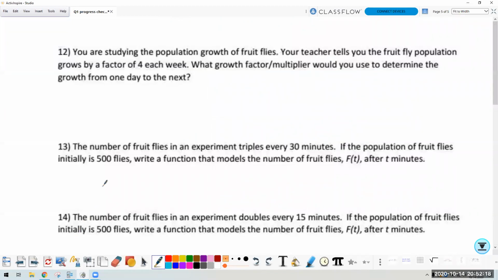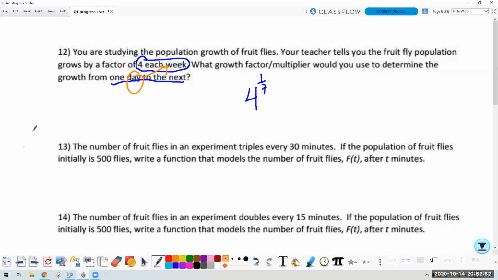You are studying the population growth of fruit flies. Your teacher tells you that the fruit fly population grows by a factor of 4 each week. What growth factor or multiplier could you use to determine the growth from one day to the next? Okay, so the original multiplier is 4. How many days are in a week? That's 7. So I'm going to use the power of 1/7 to change that multiplier.